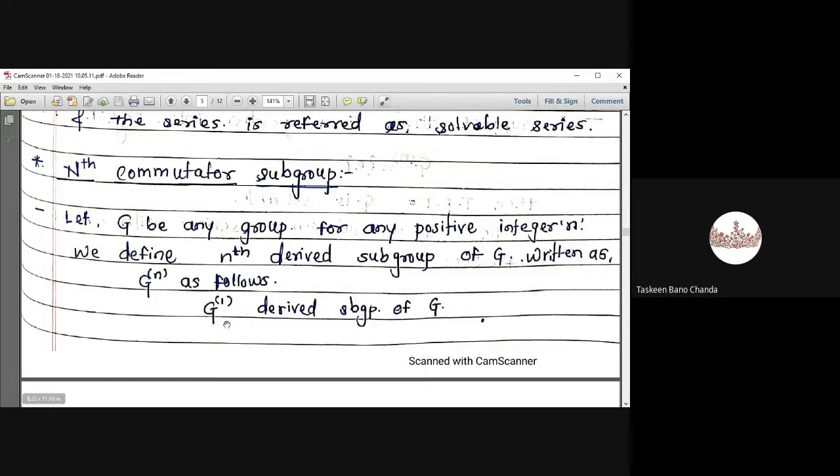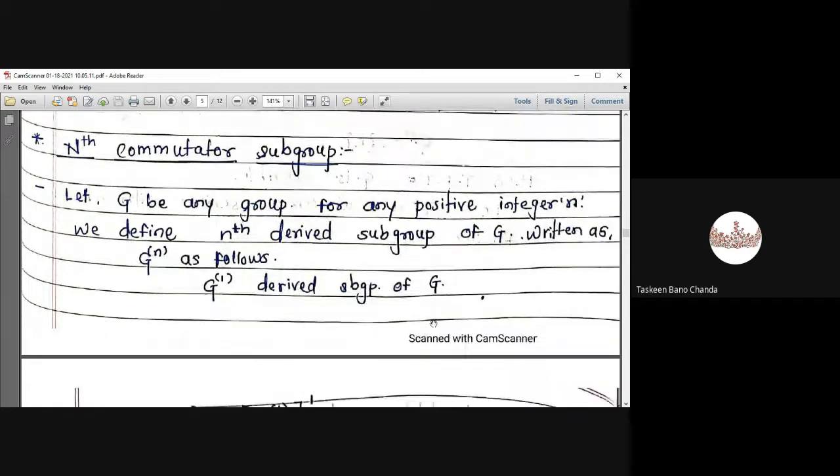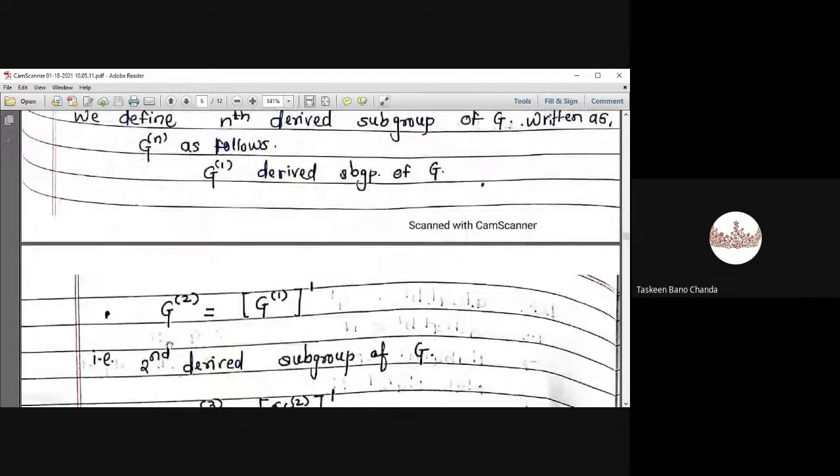So every element of this G1 is in the form of A, B, A inverse, B inverse, where A, B belong to G. Okay. Now look here. The second derived subgroup of G, G2, G raised to 2, is nothing but the second derived subgroup of G, which is equal to G1 raised to 1.